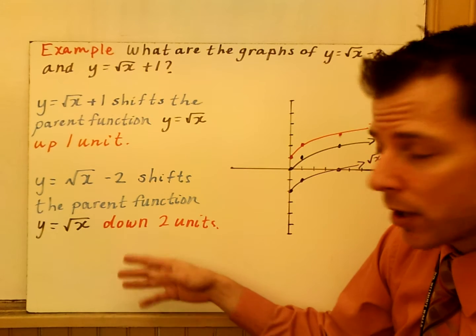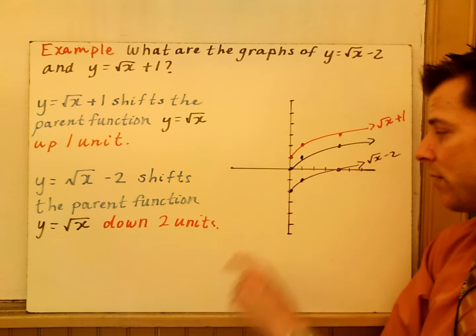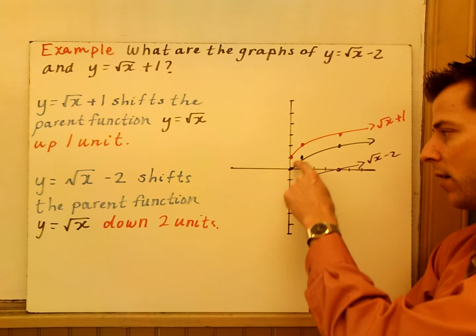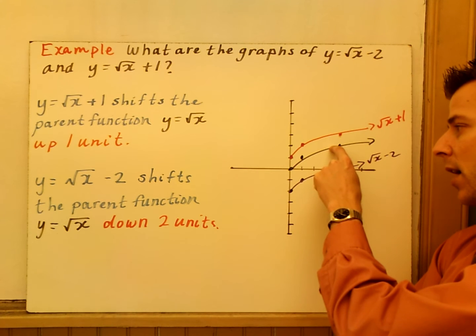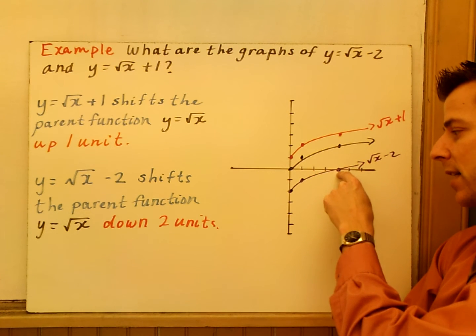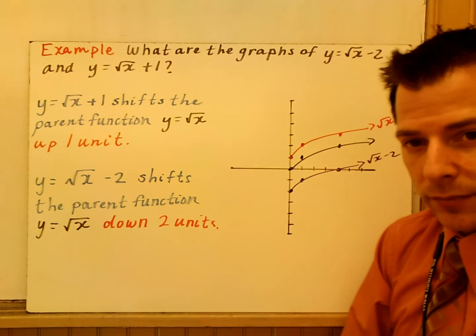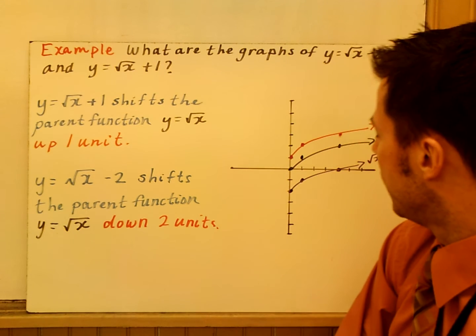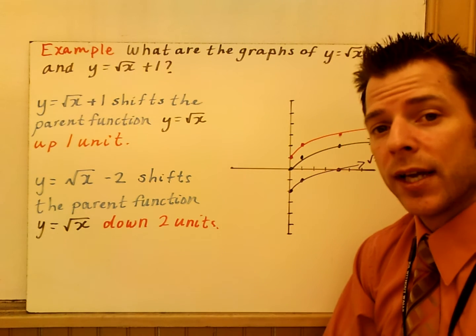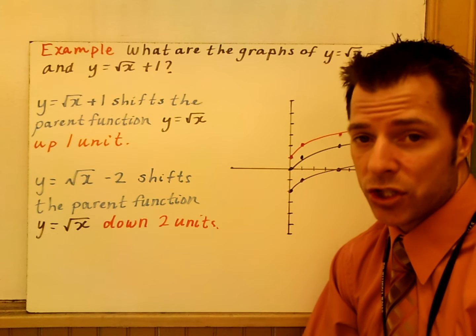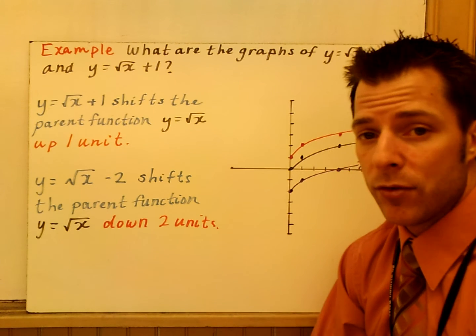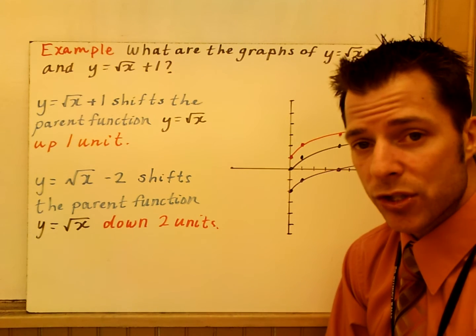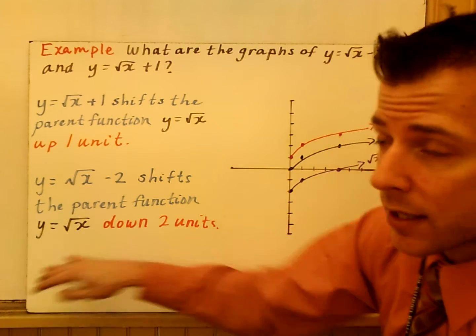The second graph is going to be in purple. I shift the parent function down 2 units. So 1, 2 here, 1, 2 here, and 2 units down would be on the x-axis, and I draw my graph, and that's y equals the square root of x minus 2. So again, these first 2 examples are just translations, moving up and moving down. Obviously, you can have combinations of both, and that's what we'll see in this last example.